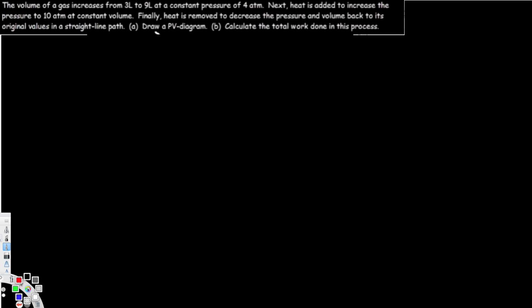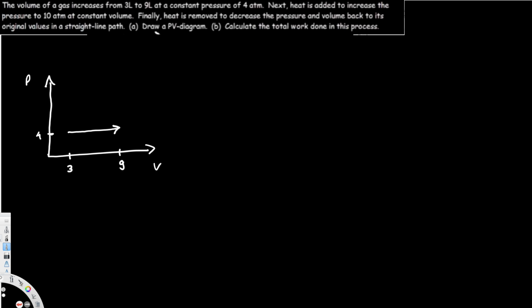So let's draw the PV diagram of this process first. So we have pressure and volume, right? The first initial condition is pressure is constant. So we have 4 atm right here, and it's going from 3 liters to 9 liters. So it's going to be a straight line, and this is going to be an isobaric process, since the pressure is constant.